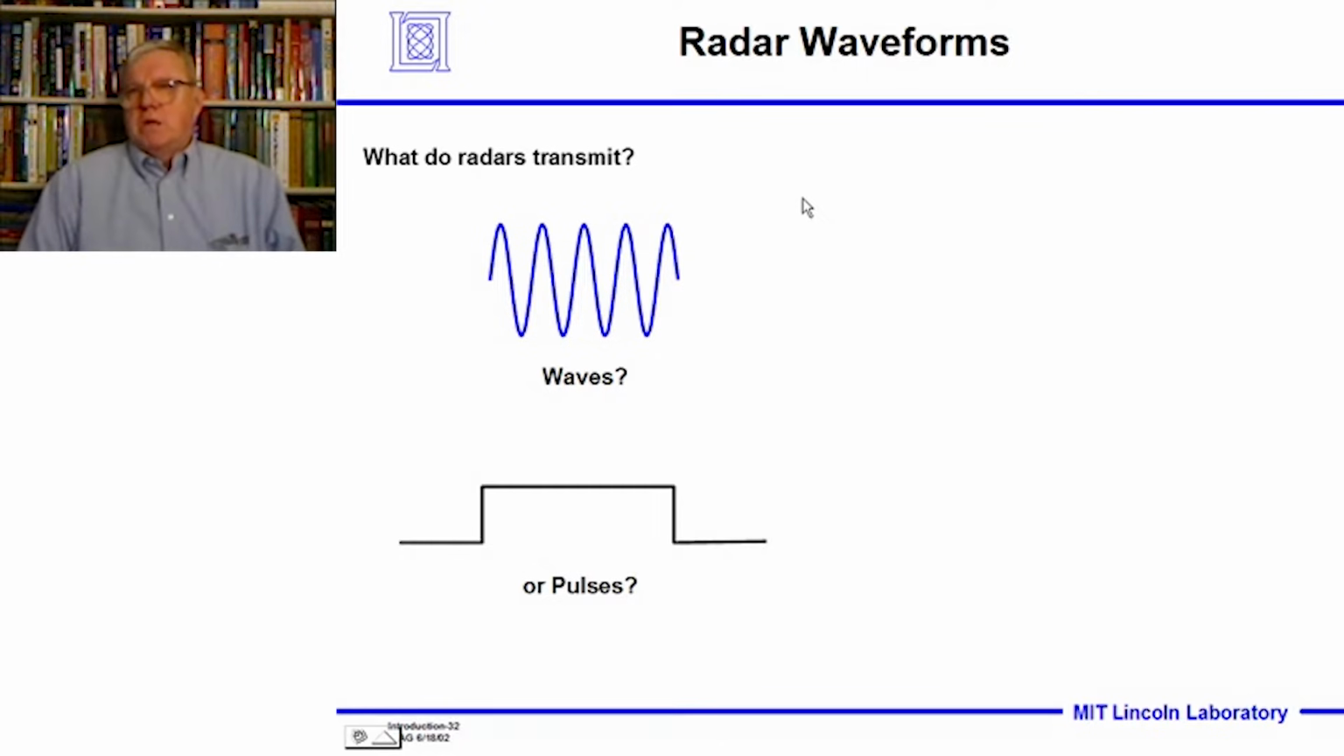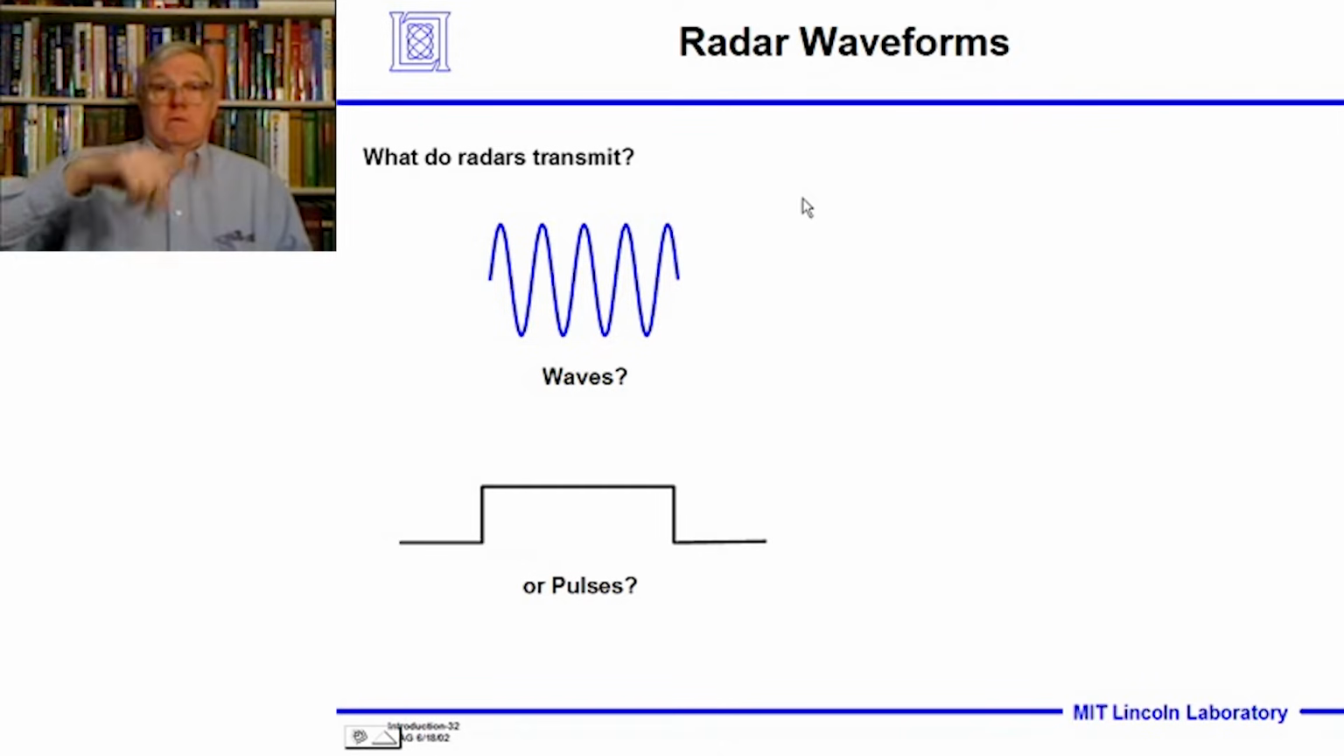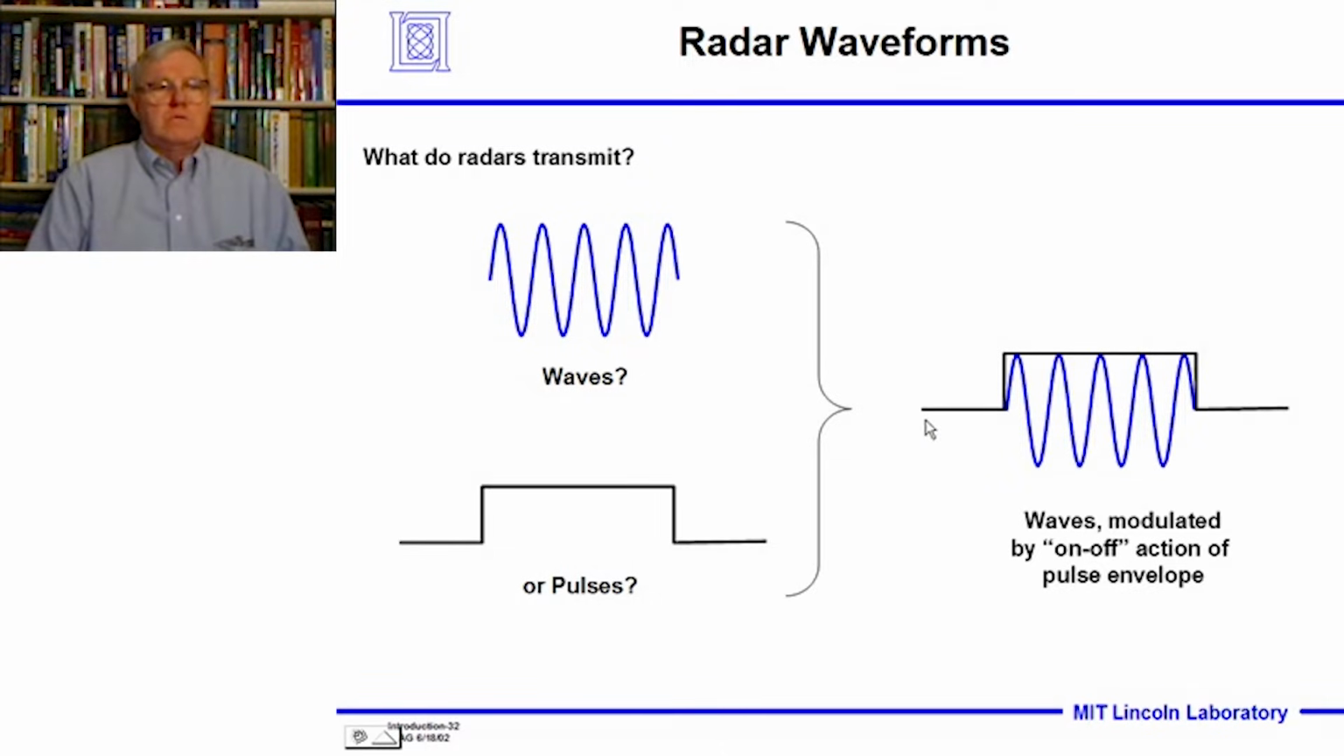Now, what are these pulses we send out? One minute I'm telling you that we're sending out waves. The next minute I'm saying pulses. Well, what do we transmit? Do we transmit waves or pulses? In fact, we do both. What we do is we turn on the transmitter and we send out a wave which is modulated or varied by turning it on and then a little later turning it off.